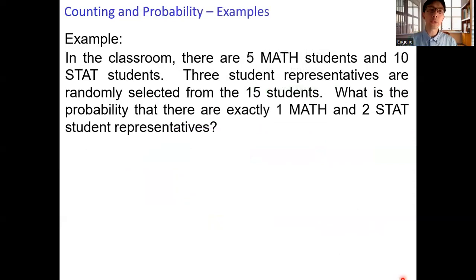Let's move on to the final example. In the classroom, there are 5 math students and 10 stat students. 3 student representatives are randomly selected from these 15 students. What is the probability that there are exactly 1 math and 2 stat student representatives?